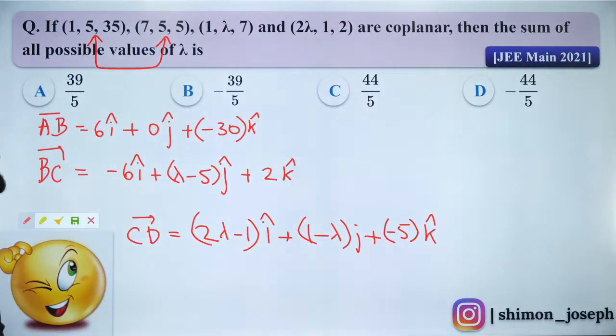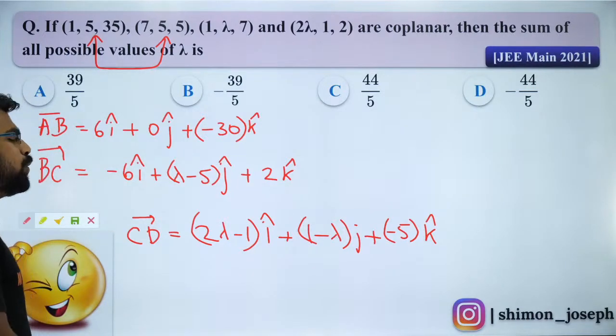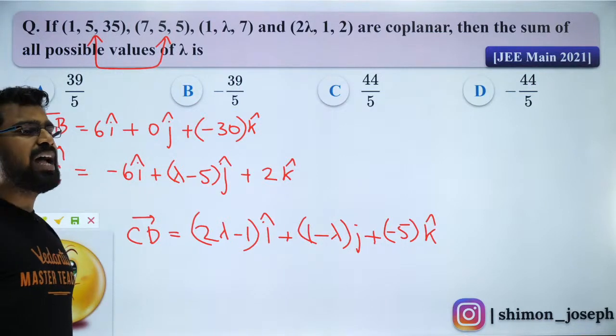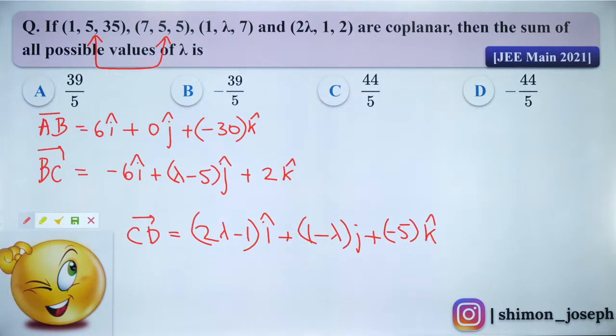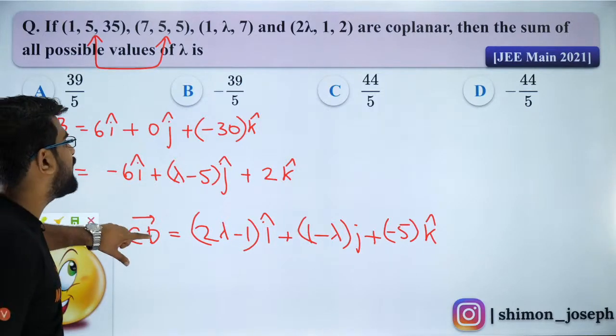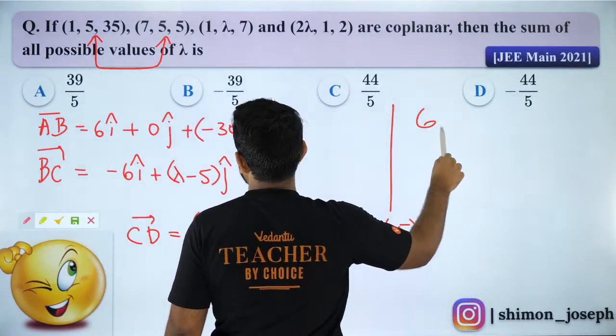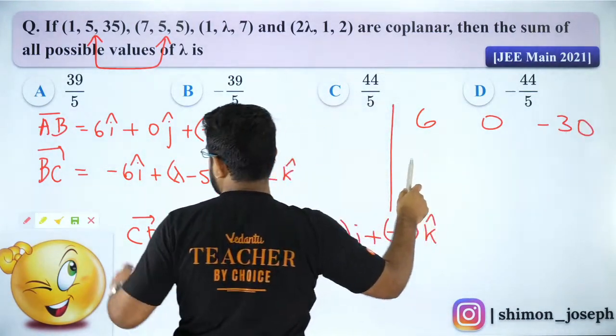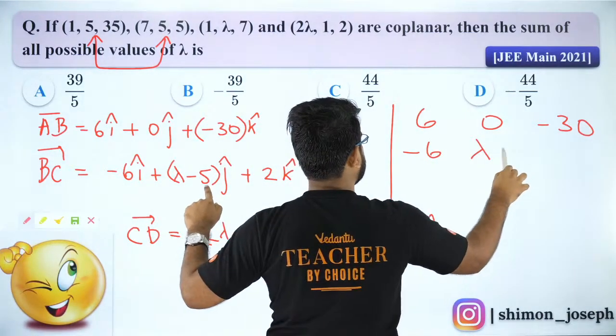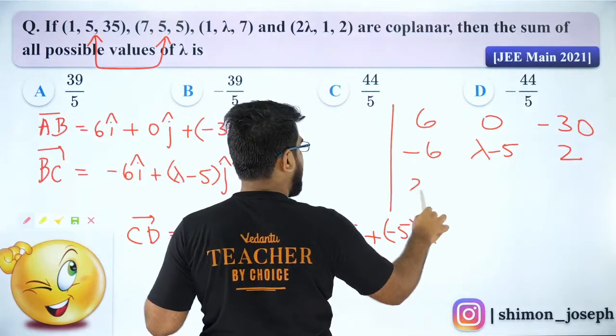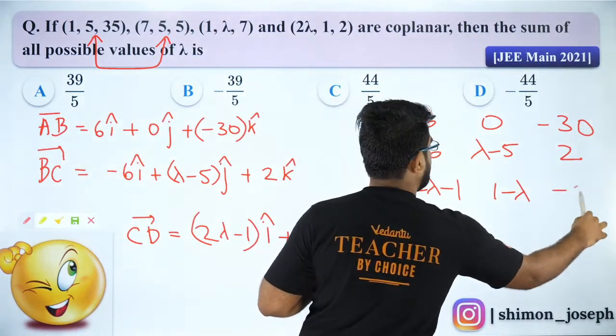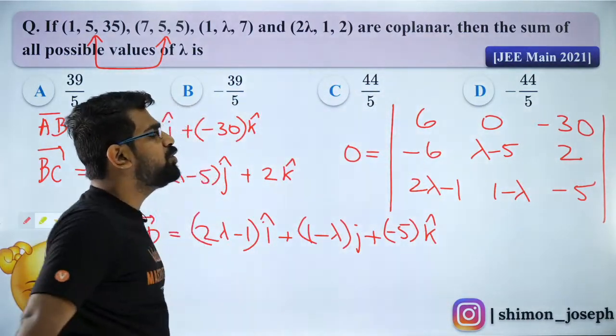Now, if these three are going to be coplanar, how do I do that? You must be very clear about it by now. I told you the method. If these three are coplanar, what do you do? Try to solve it and let me know the answer. Everybody has to do it. So the dot of these two cross product will be 0. So it will be 6, 0, minus 30 dot these two cross product, which will be minus 6, lambda minus 5, 2, then 2 lambda minus 1, 1 minus lambda, minus 5. So this determinant is 0. So you can find the value of lambda.